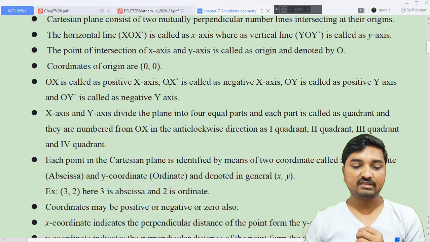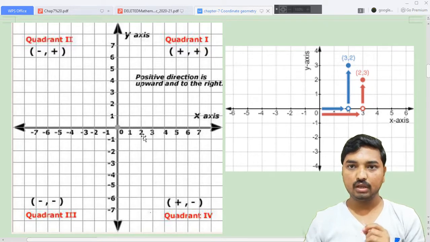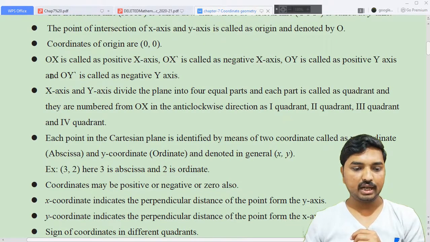And the next one: OX is the positive x-axis, OX dash is the negative x-axis, OY is called the positive y-axis, and OY dash is called the negative y-axis. Now look here, this is O and this is X. From O to X, all the positive numbers are arranged, so it is called the positive x-axis. And this is O and this is X dash. From O to X dash, negative numbers are arranged, so it is called the negative x-axis. Similarly, OY is called the positive y-axis, and OY dash is called the negative y-axis. Now move on to the next point.